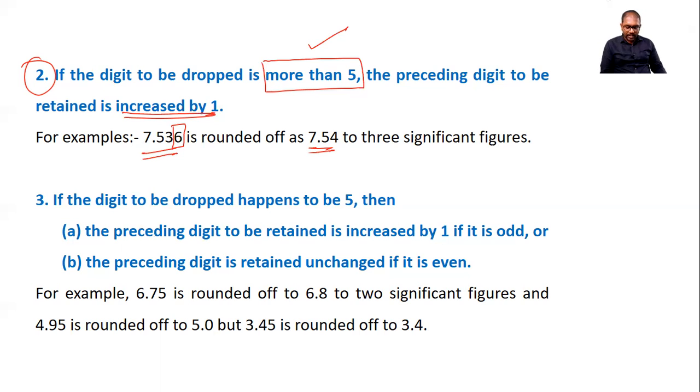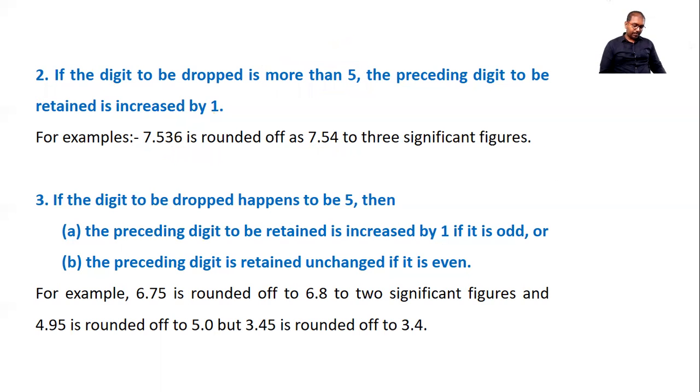Another example we can see: 8.328. So we have to round off this number up to three significant figures. Means we have to drop this 8. The 8 is greater than 5. So the preceding digit is 2, we have to increase by 1. So 8.32 becomes 8.33 now. The 2 is increased by 1. So 8.33 is the answer.